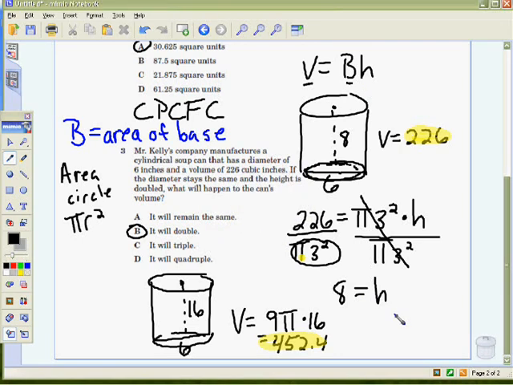This is a problem that simple common sense could have been applied to, rather than doing all the work, but I wanted to show you the work as well. If I have a can of soup and the base stays the same, the diameter stays the same, then the area of the base remains the same. Then if I double the height, which means I'm just going to take another soup can of the same base and stack it right on top of there, then you should see that the volume will be doubled.